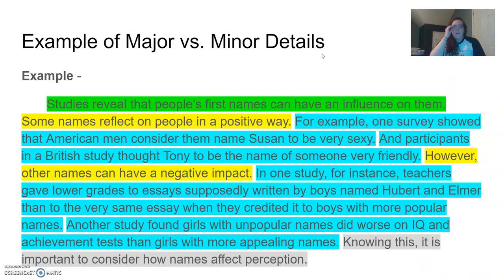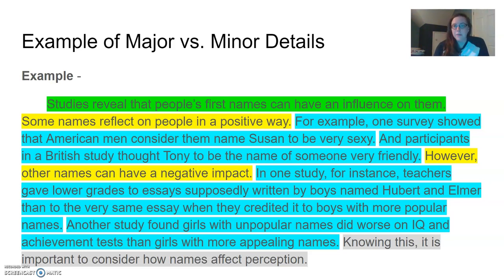Now, our topic sentence here, highlighted in green if you can see this, says, studies reveal that people's first names can have an influence on them. There are two major details that are working to support this statement. The first major detail, and both of these are highlighted in yellow, says, some names reflect on people in a positive way. The second major detail says, however, other names can have a negative impact.